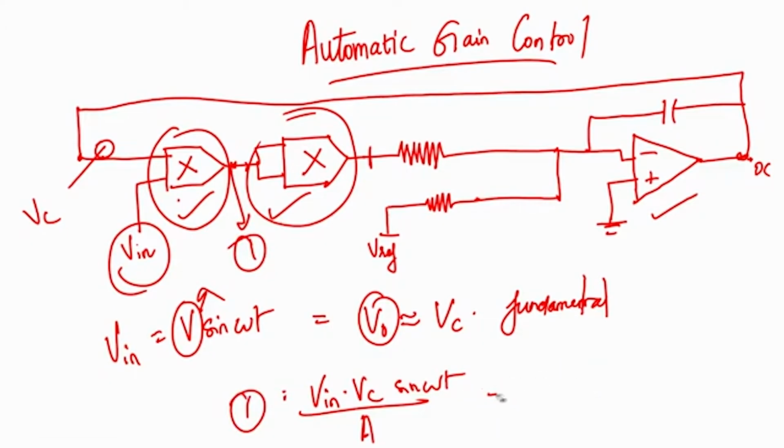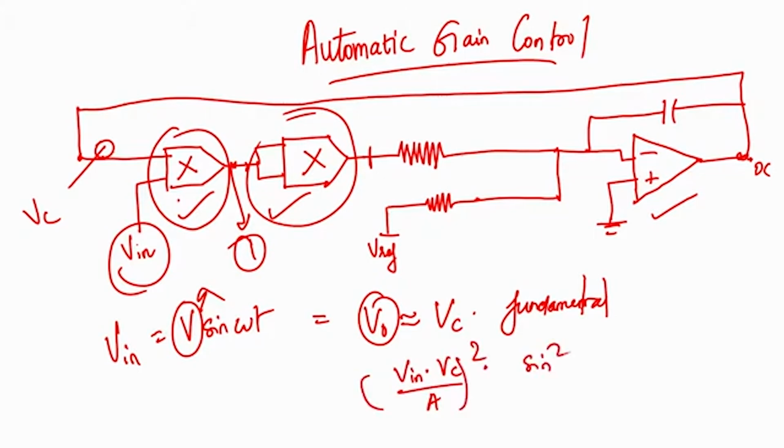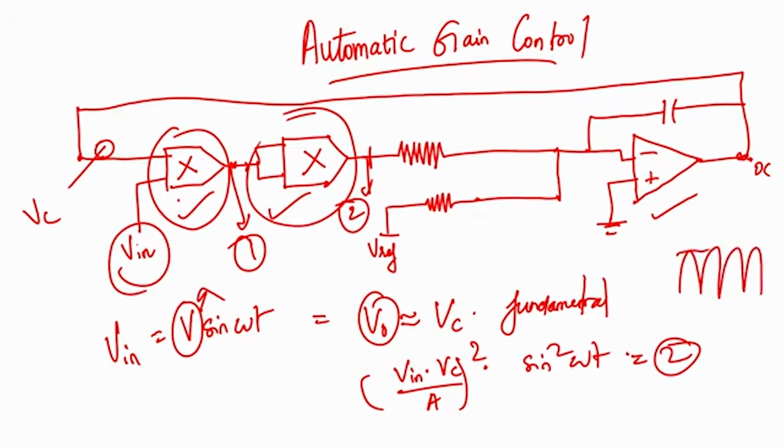Now, at 2 this same signal is multiplied again with itself. So, you will get a voltage which is V in Vc by A whole square into sin square omega t at here 2. This is like a diode based rectification operation. Sin square omega t has information about the amplitude of the output as also the amplitude of the input, correct.